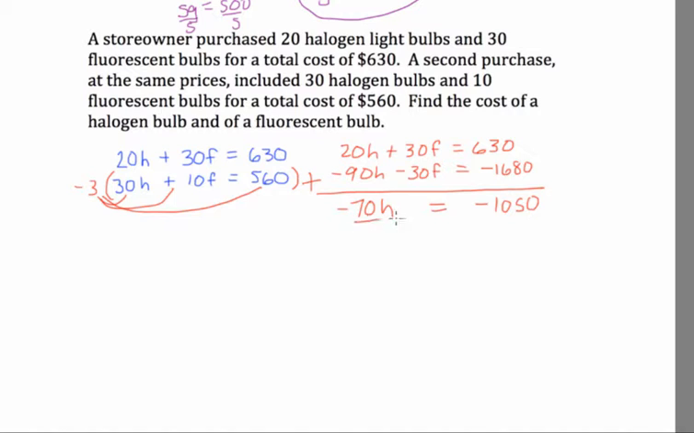And now I can solve for h. Divide both sides by negative 70. H is equal to 15. The halogen bulbs cost $15 each. Now we just need to know how much the fluorescent bulbs cost. So take one of your original equations. We now know that H is 15.